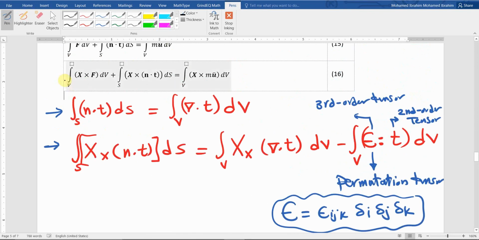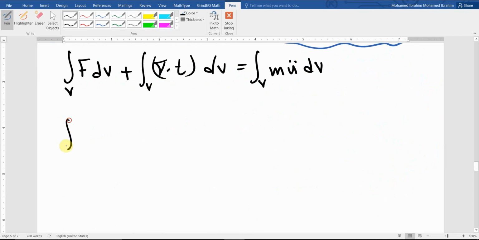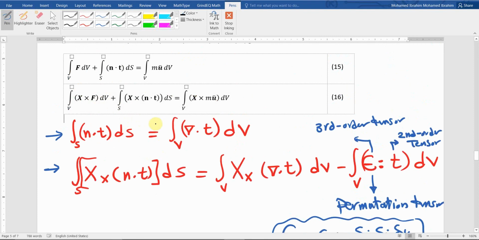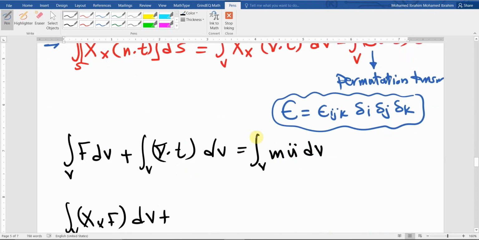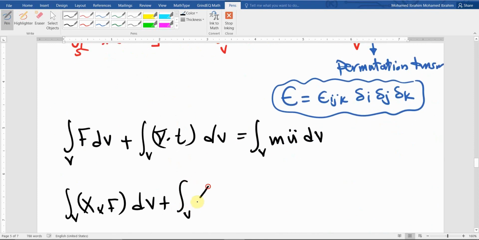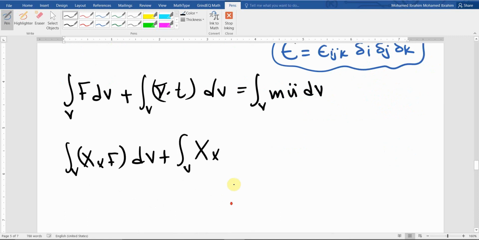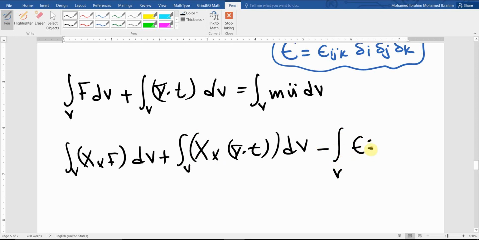How about the second equation? The first term will still be the same. So the integral of x cross f dv plus this second term, which has been split into two terms: the first is the integration of x cross nabla dot t dv, negative the integration over the volume of epsilon, which is the permutation tensor, double dot t dv.